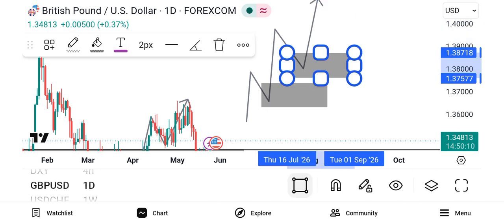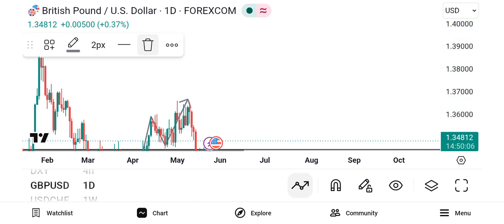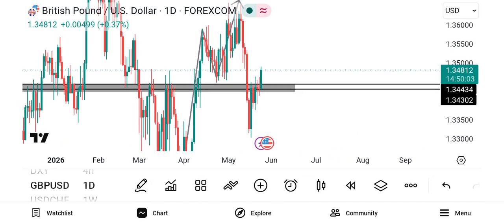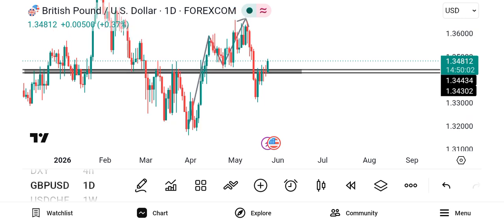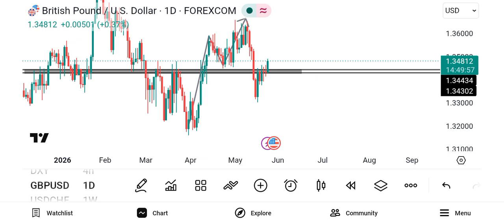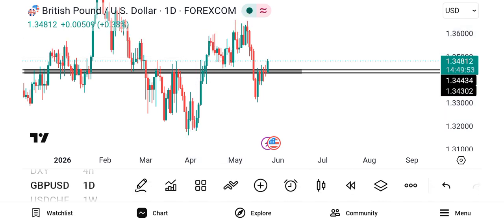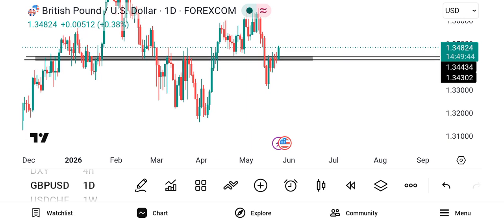But in this case of GBPUSD, GBPUSD gave us the formation, and finally it came and broke below this particular zone here. Yes, some people may want to start selling. Some people are looking at buying, some people are looking at selling. I know some of my guys who are strongly bearish on GBPUSD.